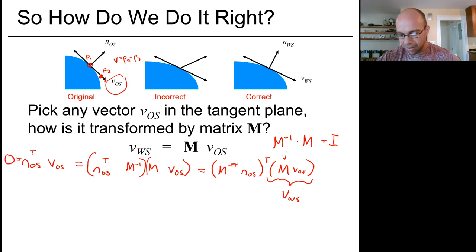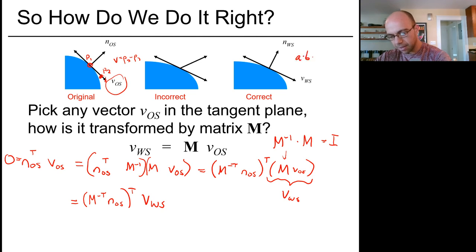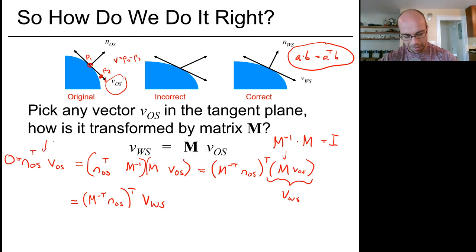Okay, so what have we done here? So let's write it again. So this is M inverse transpose times the normal in object space, transpose, times V in world space. By the way, hopefully you guys remember that the dot product, like A dot B, a different way to write that in linear algebra is A transpose times B, if we think of A and B as column vectors. That's exactly what's going on here, right? So this is just a dot product.